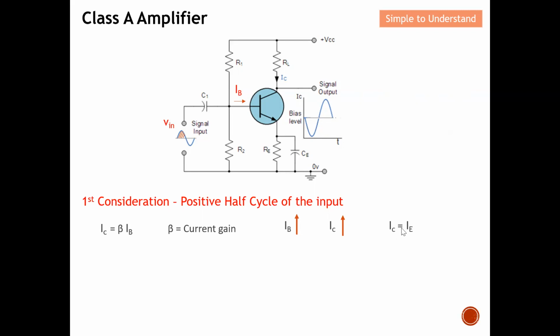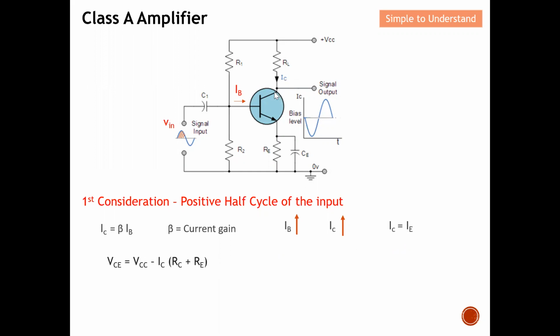Or maybe in actual fact, I can't remember, it's IC equals alpha IE or vice versa. But in reality, we can always assume that the current at the collector and the current at the emitter are almost the same. So let's make this assumption. Once I make this assumption, you can close the loop here.